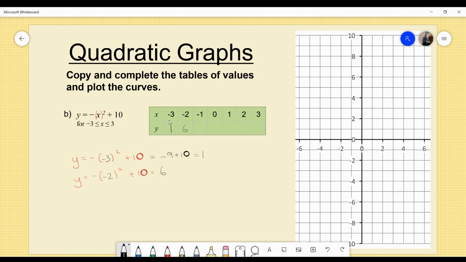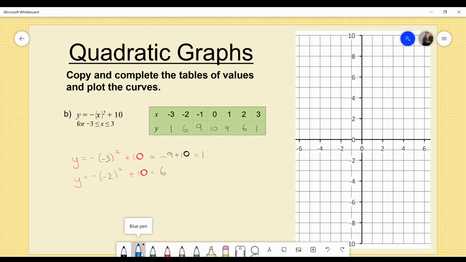And we can carry on, so you can keep going with those. So minus 1 squared will be 1. Put the minus in front of that gives it minus 1. Add 10 gives me 9. And when you work out all of your values, you'll get 10 for 0, 9 for 1, 6 for 2, and 1 for 3. And then again, you need to plot your values for this.